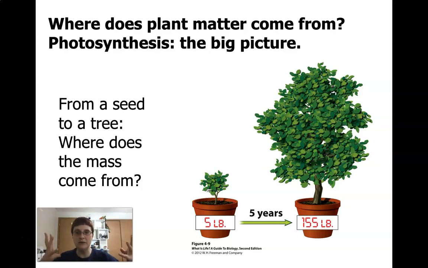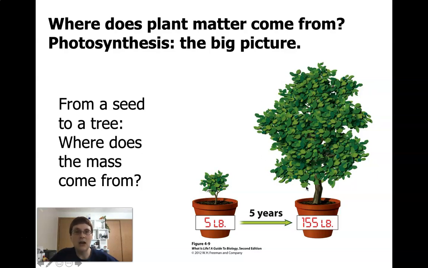So this is a big picture on photosynthesis. If I have a tree, right, and we start with it at 5 pounds, and that includes the pot, the soil, and the plant, and we let it grow for 5 years, right? So we water it and let it grow, so nothing else is added. So the pot stays the same, the dirt stays the same. We give it the water it needs so it doesn't die. And at the end of those 5 years, it now weighs 155 pounds.